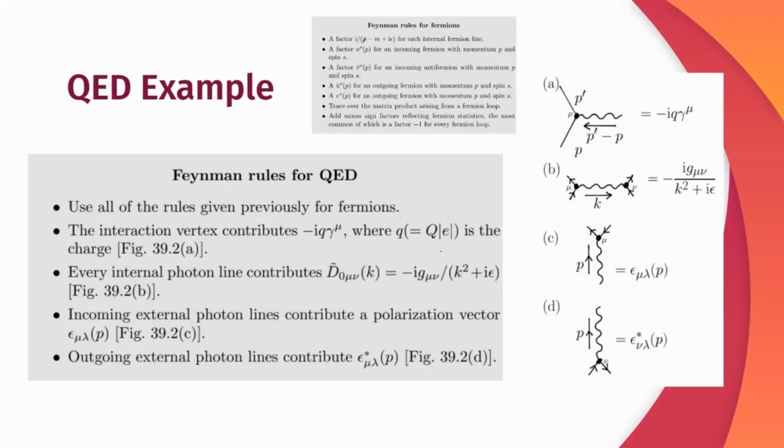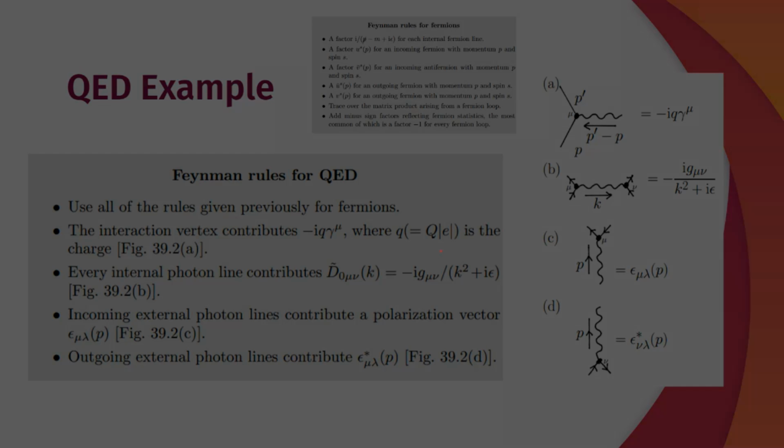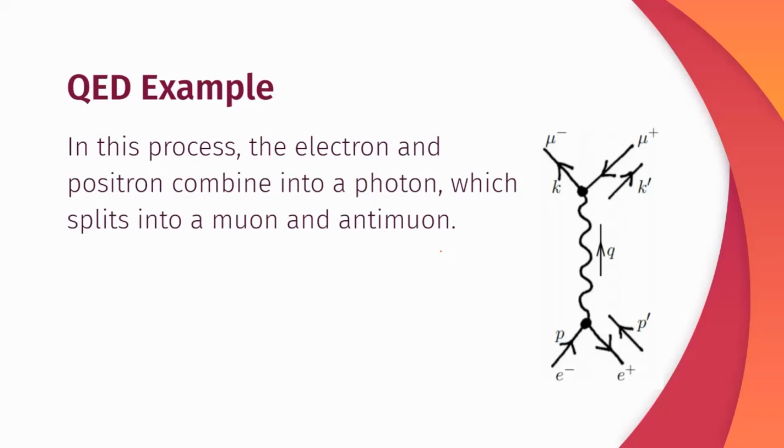So these are just the Feynman rules for quantum electrodynamics. I think we're going to skip going through these entirely just for the sake of time, so you can go to the next slide. But the process that we're going to be looking at is this one right here. We have an incoming electron and an incoming positron, and those are going to combine into a virtual photon. And then that photon is going to split off into an outgoing muon and an outgoing anti-muon. So that is the process that we're going to be looking at.